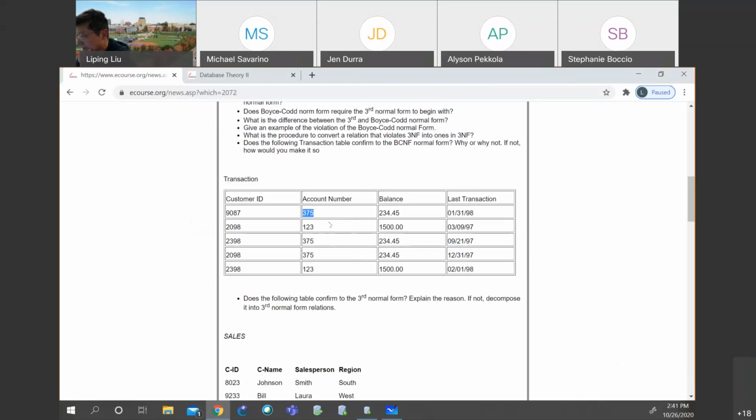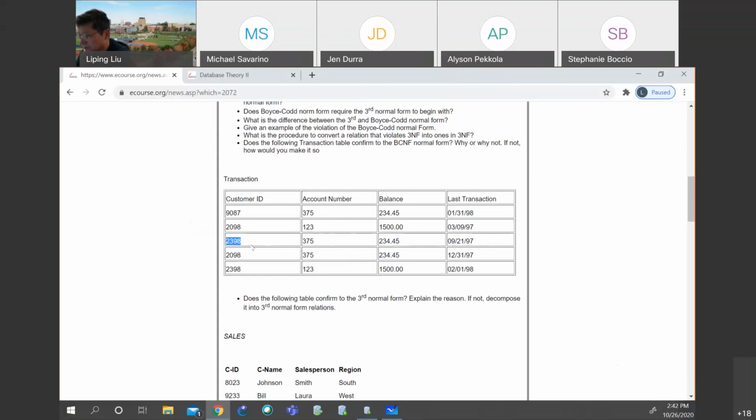Like account and the balance, given each account number, there's only one balance, right? So if you know the account number, then you should know the balance. But if you know the account number, you cannot know the last transaction for sure, because there could be multiple. As a matter of fact, in this case, last transaction really depends on who was the owner of this, who have different kinds of last transactions.